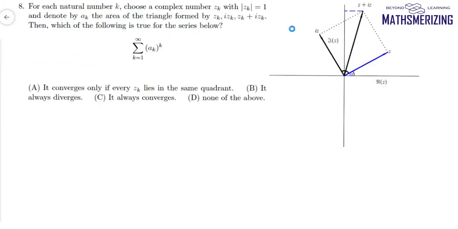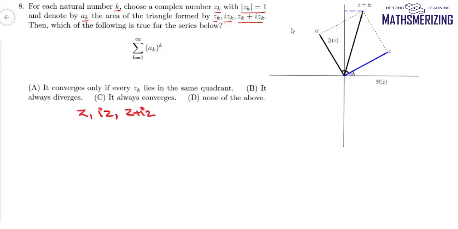Now question number 8, it says, for each natural number k, choose a complex number zk such that mod of z is equal to 1, denote by ak the area of the triangle formed by zk, iota zk and z plus iota zk, then which of the following is true for the series below. Now they have not given the figure, so I have taken this figure for reference. What they have given is 3 complex numbers, z, iota z and z plus iota z.